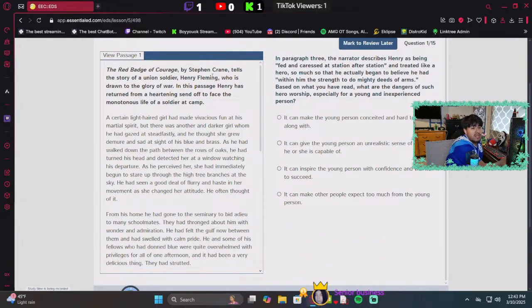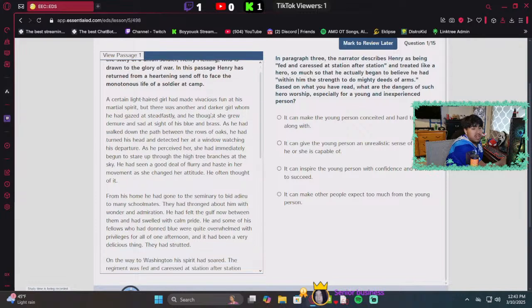The Red Badge of Courage by Crane. Who is tearing down the glory of war in the passage at the return of heart and face out the face of monotonous life of a soldier at a camp.